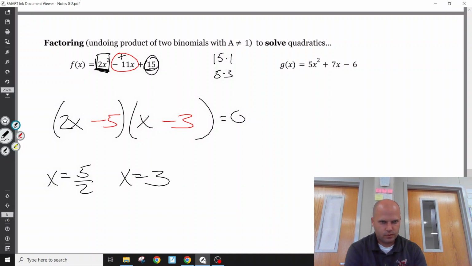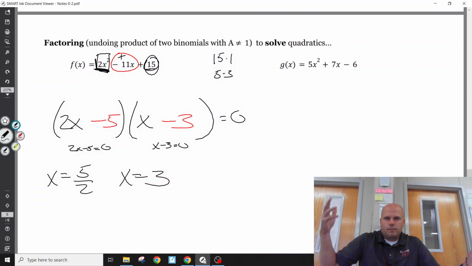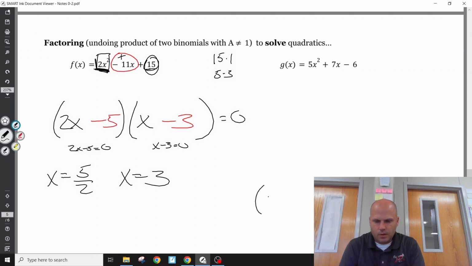Then we solve. Set this equal to 0, add 5 divided by 2, set this equal to 0, add 3. Okay? Watch. 5x times x gives me 5x squared. That's the only way I can get 5x squared.